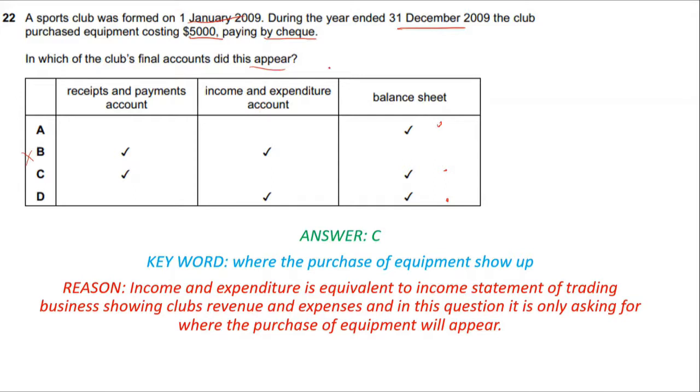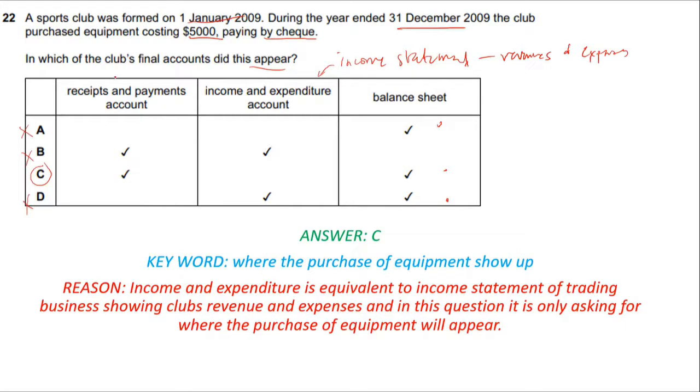Income and expenditure will not record this transaction, because this is basically the income statement, which only deals with revenues and expenses. So option D would not be correct either. Option A is incorrect as well. So with this elimination strategy, you just drop down to option C. Even if you don't know the answer, by elimination strategy you drop down to option C. This is what we call an educated guess as well. So the correct answer is option C.